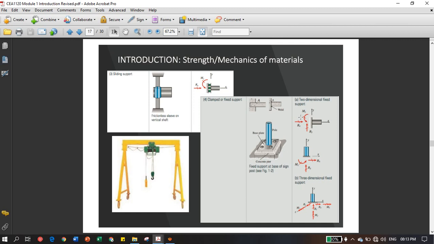So it cannot rotate nor go anywhere. So we have two reactions over here and one moment reaction. Okay, so this is in 3 dimensions basically. So you have 3 translation reactions and 3 moment reactions, giving a total of 6 basically. So in 2 dimensions we have 3 support reactions and in 3 dimensions we have 6 support reactions.